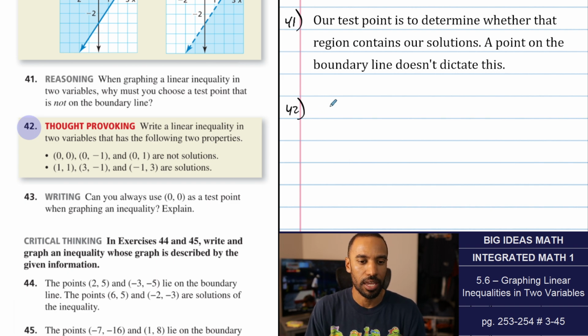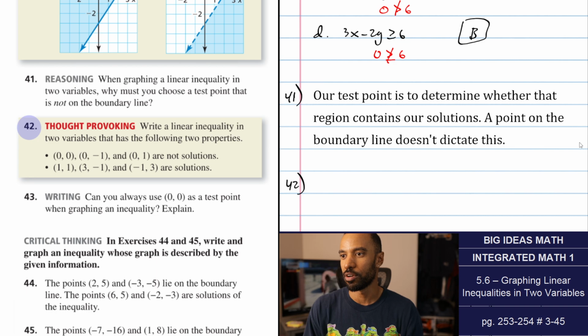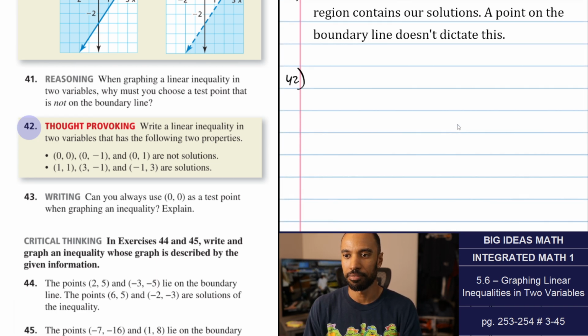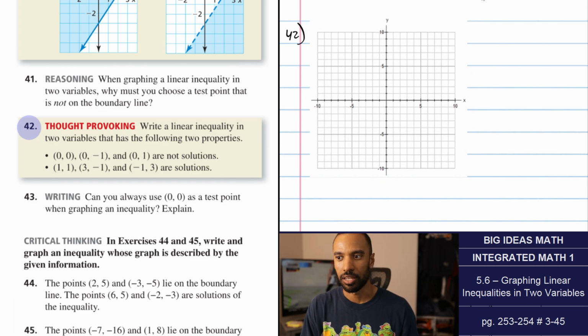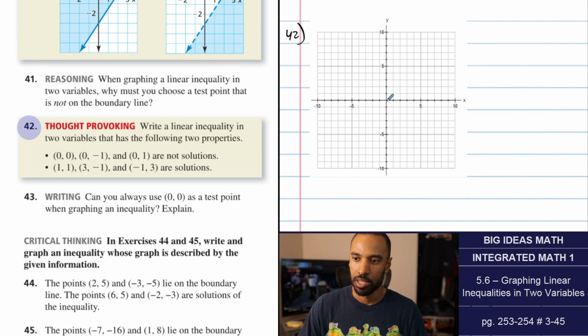Number 42, thought-provoking. Write a linear inequality in two variables that has the following properties, where these are not solutions and yet these are solutions. What would be nice for us to do here is plot these on a graph and then make something out of it from there. It's hard to picture it unless I see them actually work out. So I need 0, 0. I'm going to plot them in green if they work. 0, 0, 0, -1, and 0, 1. These are solutions. And yet 1, 1, 3, -1, and -1, 3 are not solutions.